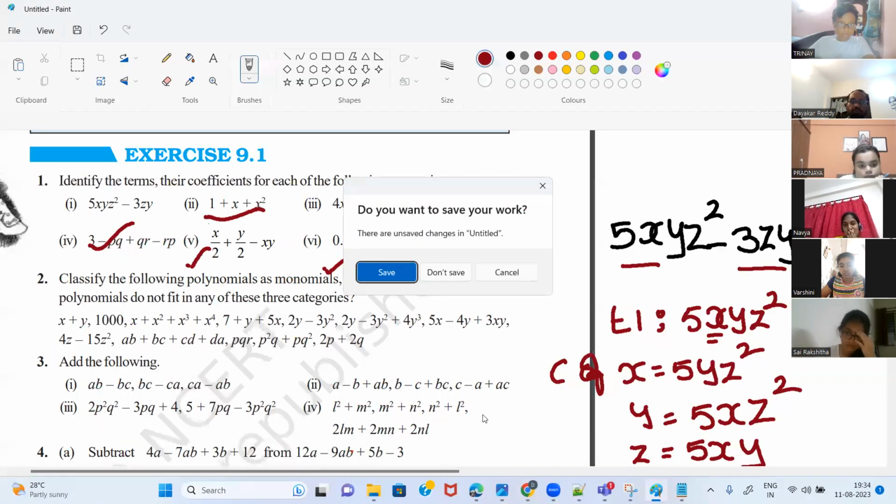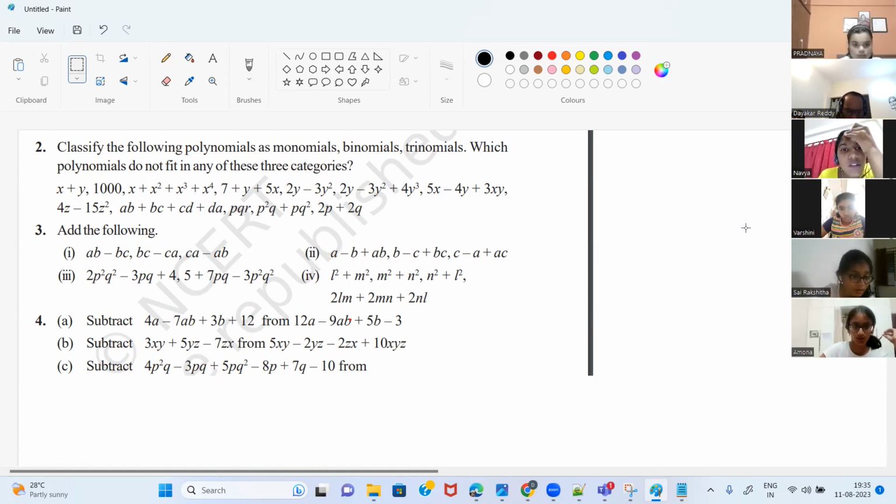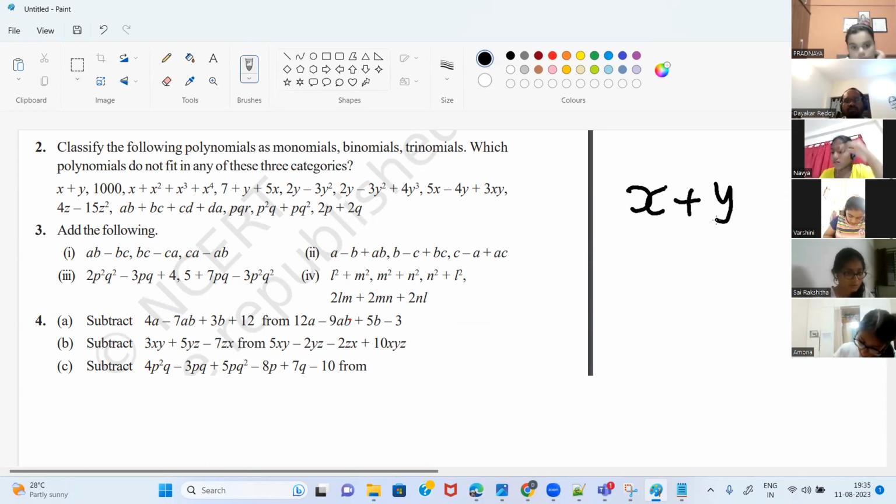Right, let's move to the next problem. Classify the following polynomials. Can you please try to solve which are monomials, which are binomials? I hope we discussed this yesterday. Monomial means only one term. x plus y, how many terms are there? Two terms, so it is an example of a binomial.